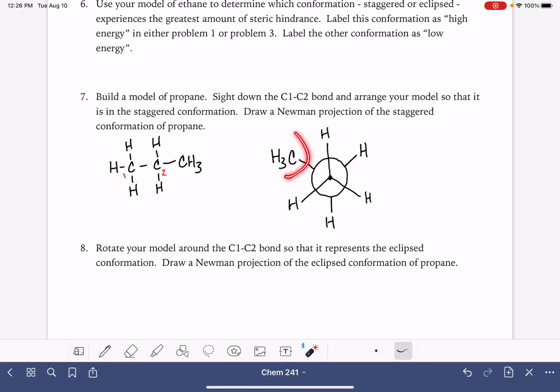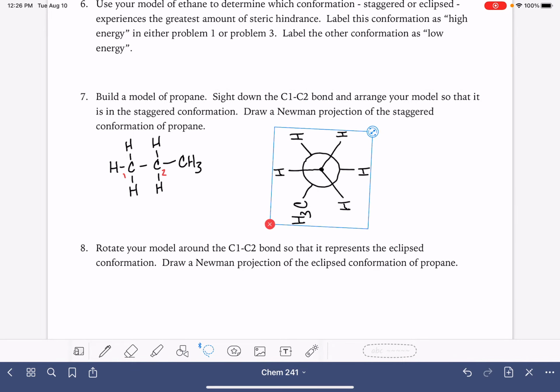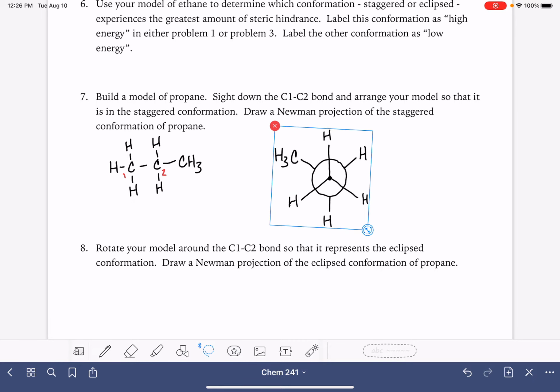I'm choosing to put the methyl in this spot, but you could have put it here or here. It's just sort of your perspective. So you could be drawing this in any way that you want. All that matters is that you have that 60-degree dihedral angle.